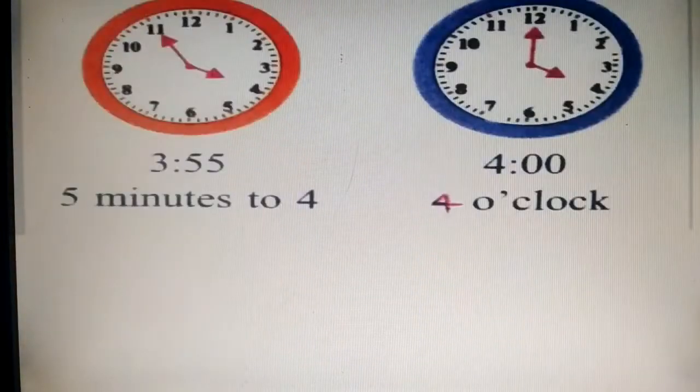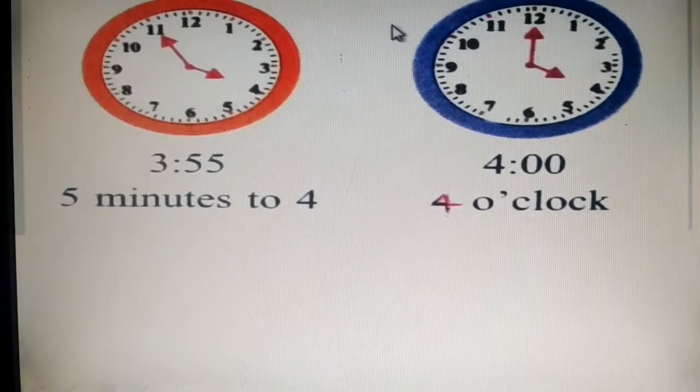After that, in these two clocks, the minute hand is at 11. 11 5s are 55. And the hour hand is approx 4. But it's close to 3 and near to reach at 4. That's why the time is 3:55. 3 बजकर 55 minutes हुए ना. So 5 minutes to 4. It means 5 minutes remain है for being 4.